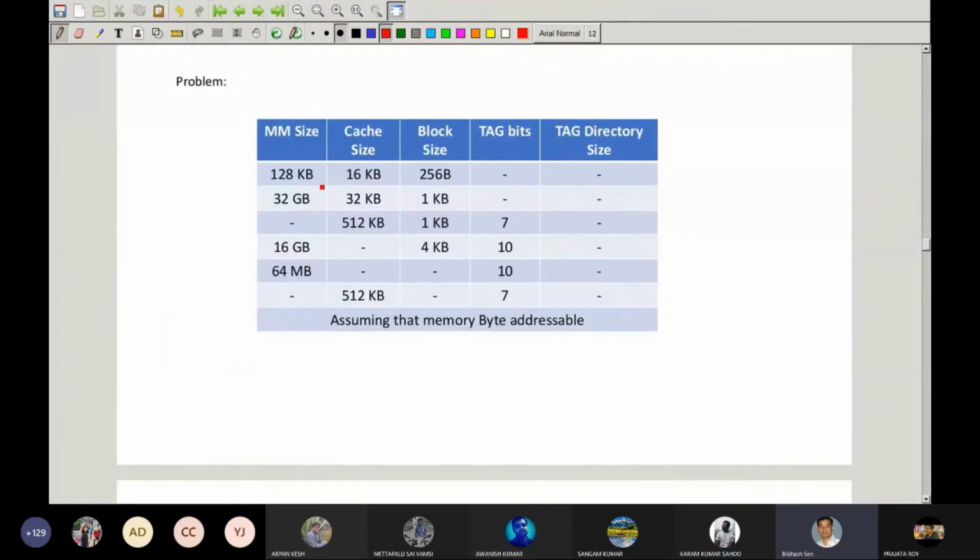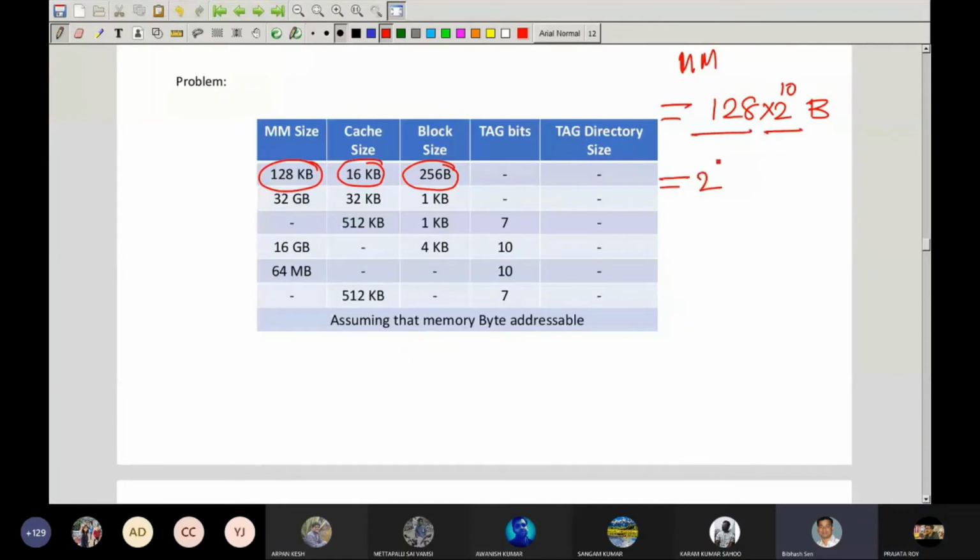The main memory size is given as 128 KB. What is the main memory size? 128 KB. Cache size is 16 KB. What is the block size? 256 byte. So 128 KB is 128 into 2 to the power 10, because it is in bytes. Yes, sir, it is the main memory. So 128 into 2 to the power 10.